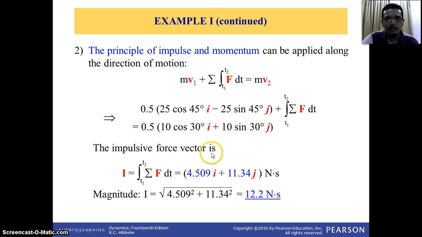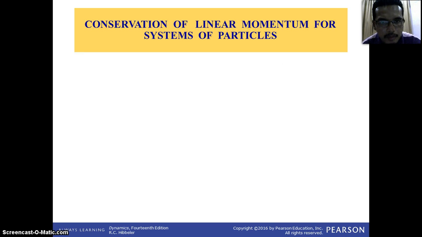So the impulsive force vector is this one. We leave the impulsive force on the left side, and move the rest to the right side. So the magnitude of the impulsive force we can determine by the square root of the x component squared plus the y component squared. So we have 5.2 newton-seconds. This is the impulsive force.